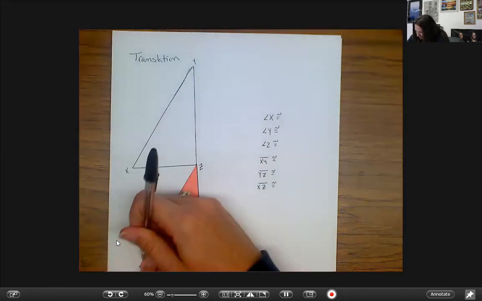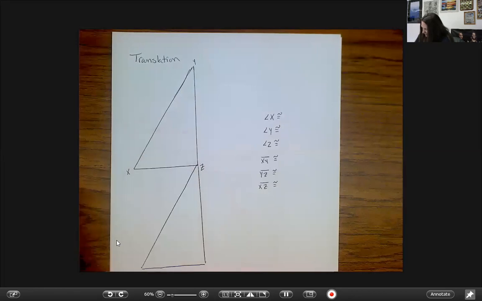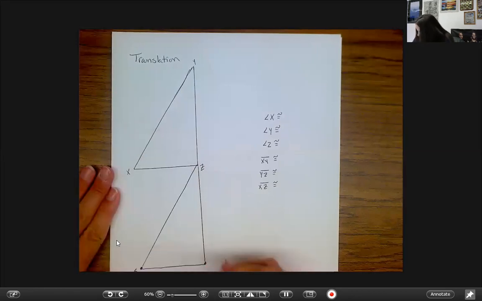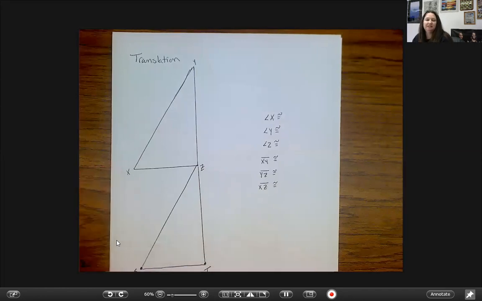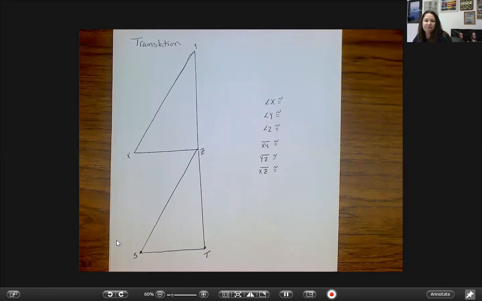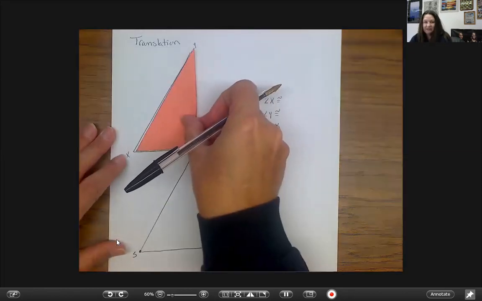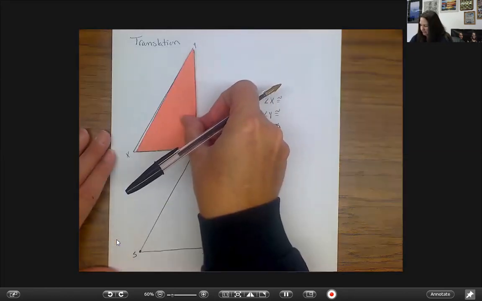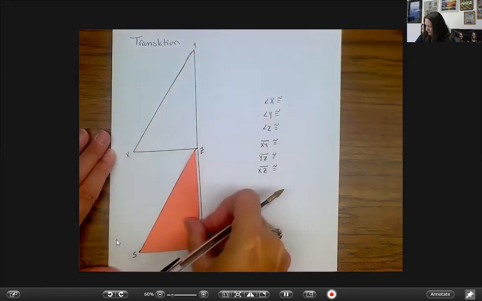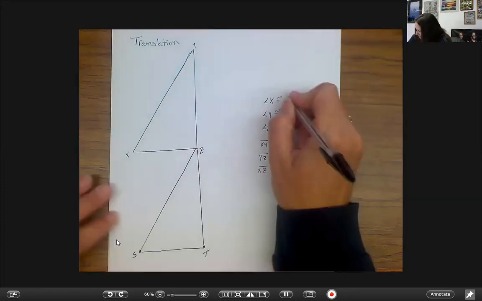If I were to trace over that, then what I want you to do is label this as point S and this one as point T on your figures. Okay, now just be careful with how they match up. And sometimes it's easier to see it with the color. Angle X lines up or corresponds with angle S.